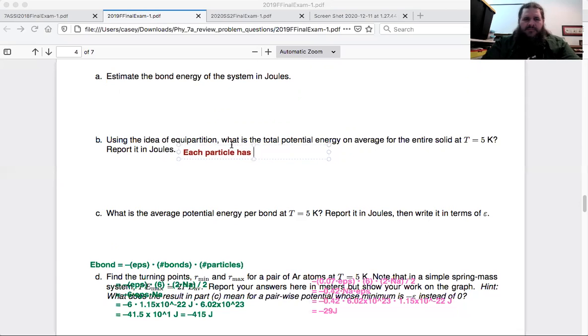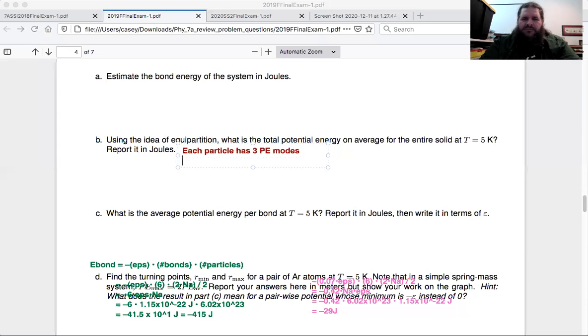For a monatomic solid? Yeah, we're assuming this is a monatomic solid. So how many modes would we be dealing with? For a monatomic solid, 3. We've got 3 potential energy modes, and of course 3 kinetic energy modes also, but we're looking at just potential energy. So each particle has 3 potential energy modes.